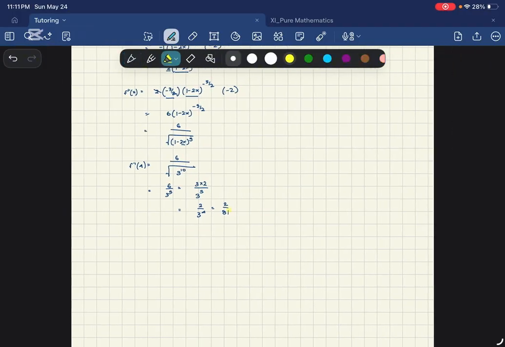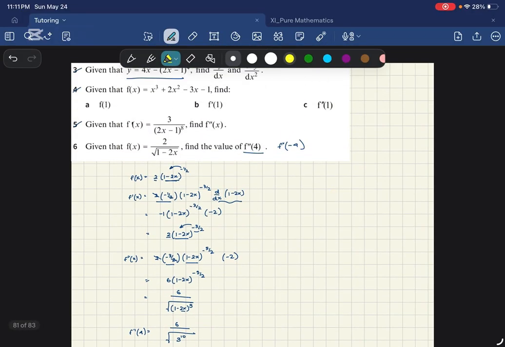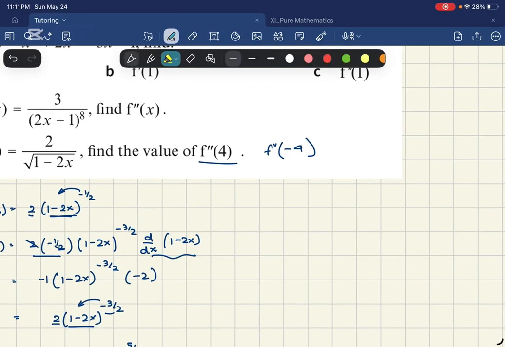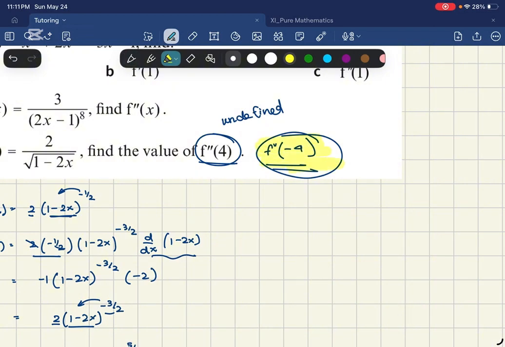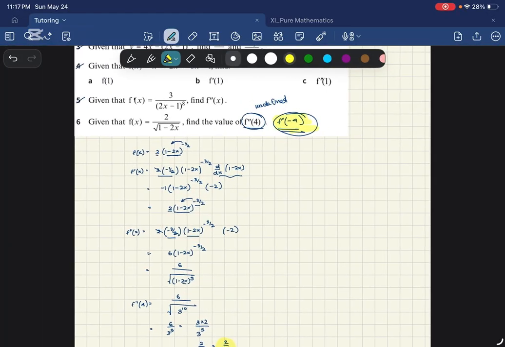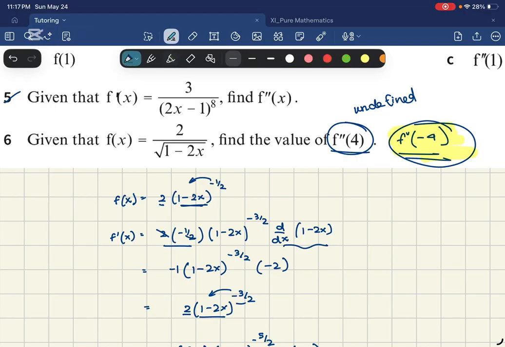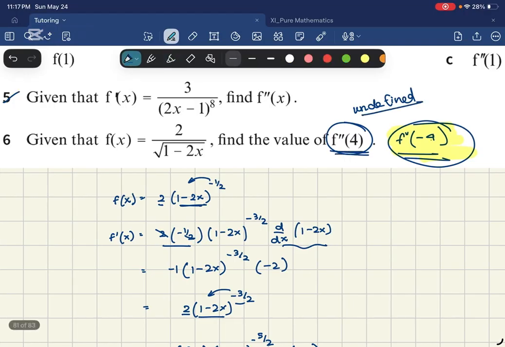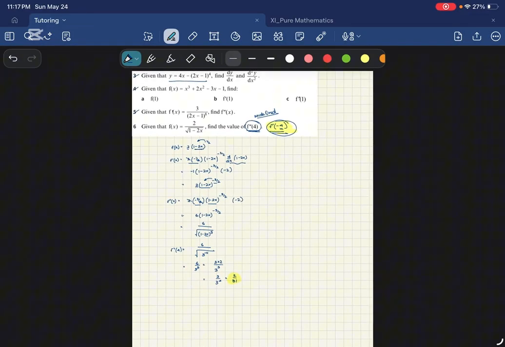So if you want your answer to match the textbook, then it's not f dash of 4. This is undefined. It has to be f double dash of negative 4. But I'll check it for you. Alright, so if it's 4, then it actually is undefined. So I just checked it for you. And yeah, so you're supposed to find f double dash at negative 4. It's supposed to be negative 4.